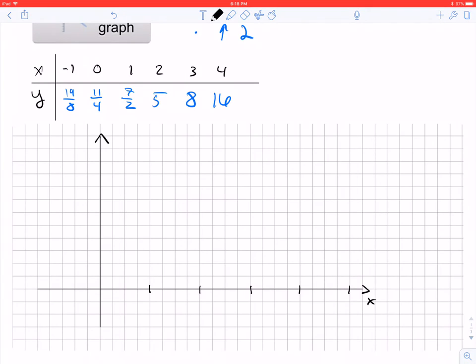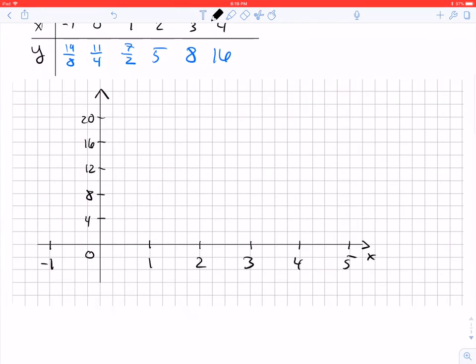If I go by 2's, I can get to 20. Let me see, if I went 2, 4, 6, 8, 10, so those have to be my 4's. So this is 1, 2, 3, 4, 5. 1, 2, 3, there's 1. And we have the origin. This is 4, 8, 12, 16, and 20. Okay. And then this is negative 4. This is my positive y.